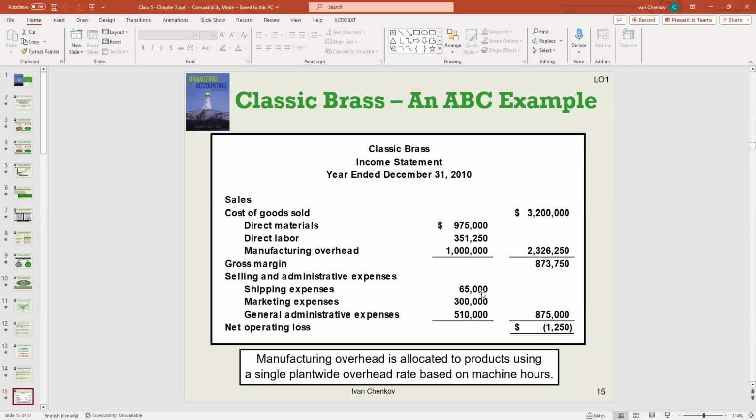But we're going to pull out this manufacturing overhead, which is 1 million. We're going to pull out marketing expenses, 300,000, and we're going to pull out the general administrative expenses, 510,000. That's $1,810,000. And we're going to try to figure out, is there anything we can do about those costs?